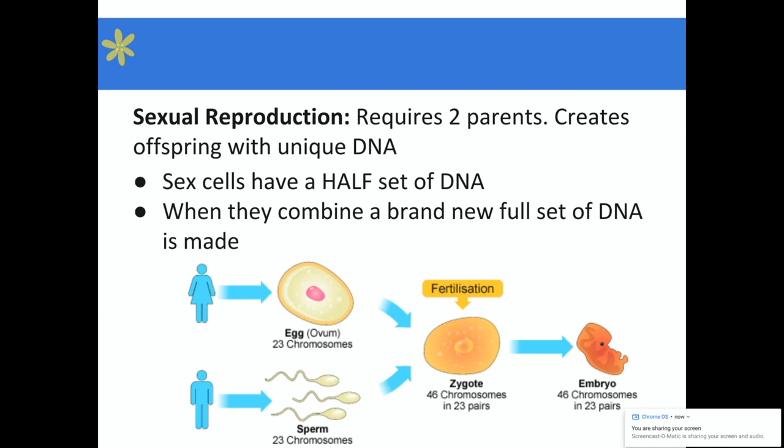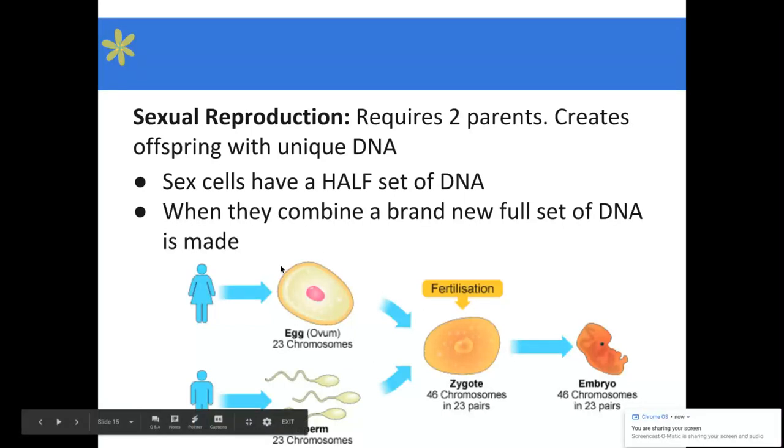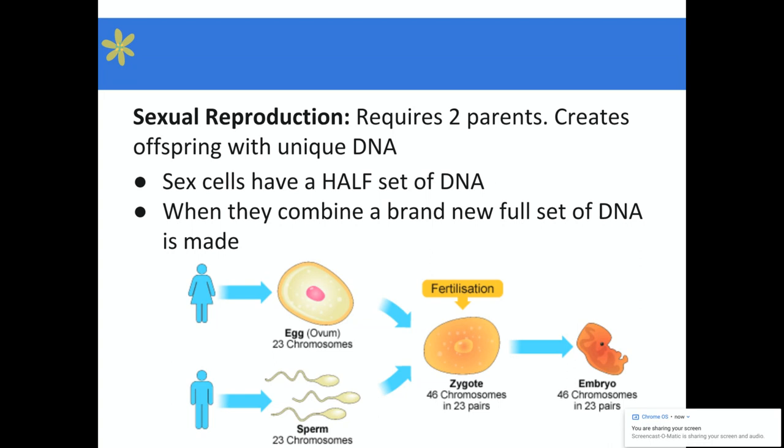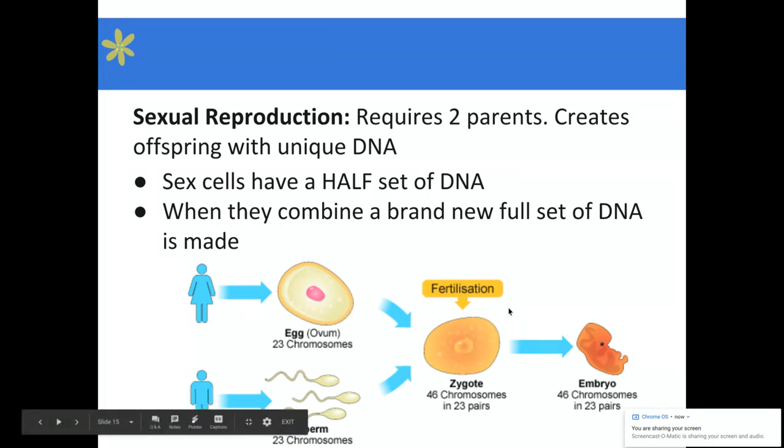Sexual reproduction requires two parents and creates offspring with unique DNA. Unique means there's only one of a kind. Sex cells have half set of DNA. In this egg cell, there are 23 chromosomes, and in this sperm cell, there are also 23 chromosomes. When they combine, a brand new full set of DNA is made. The 23 plus 23 made 46 chromosomes for this baby.